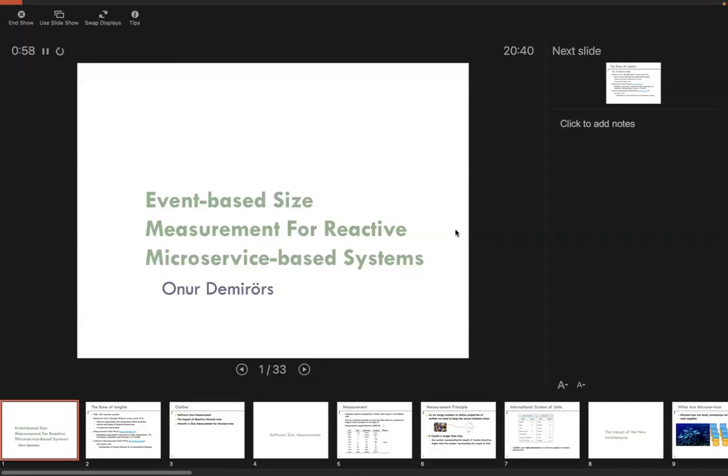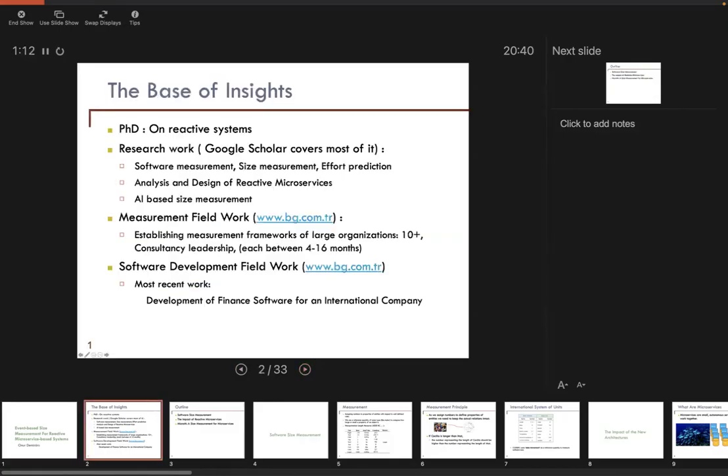Yes. Okay. So today we will be talking about event-based size measurement for reactive microservice-based systems. Some of my insights about the topic are related to my PhD on reactive systems, and I did a lot of research on software measurement, size measurement, and effort prediction. We also work a lot on the analysis and design of reactive microservices, how a methodology should be.